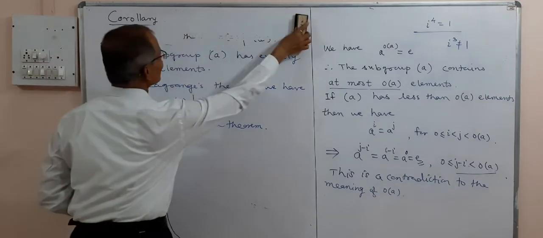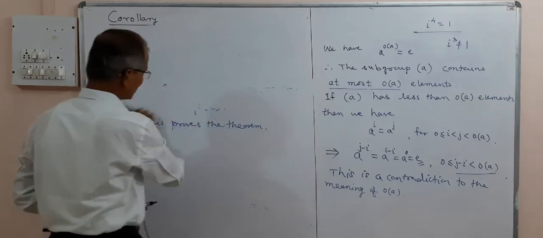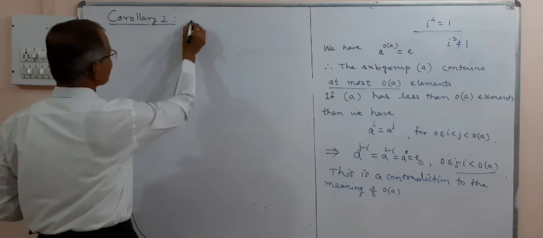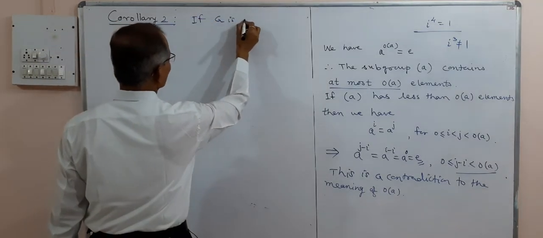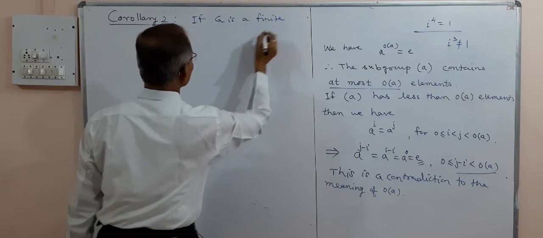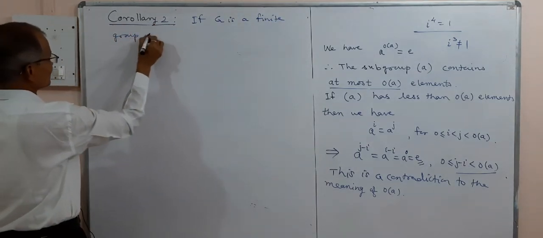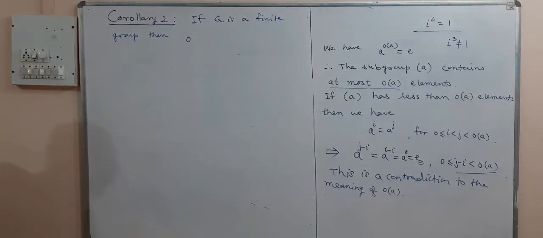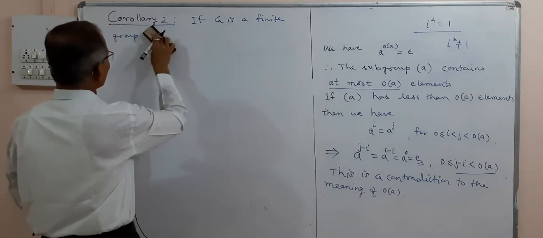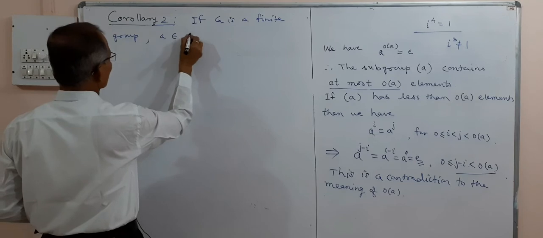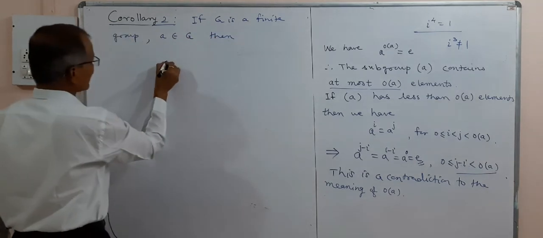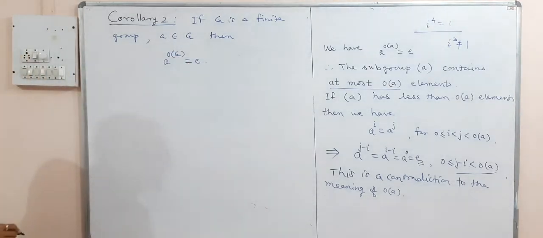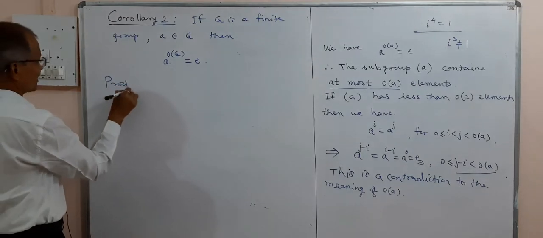Now there is a simple corollary, that is the second we shall consider. If G is a finite group, then for a belonging to G, we shall consider that a raised to order of G is equal to the identity. So this is a simple result. The proof will be like this.